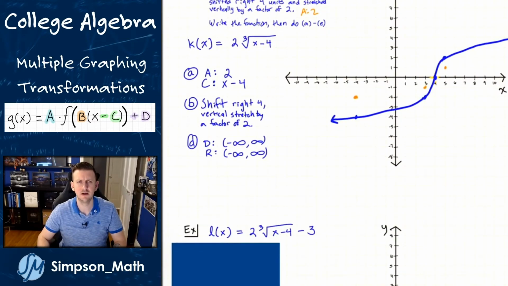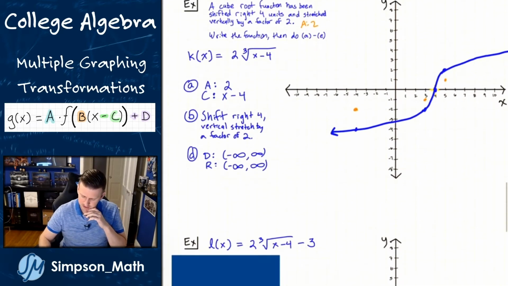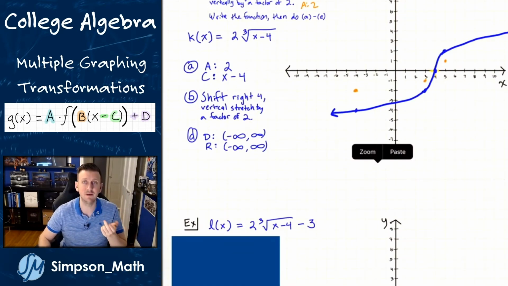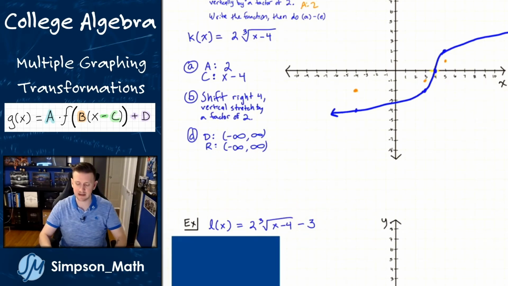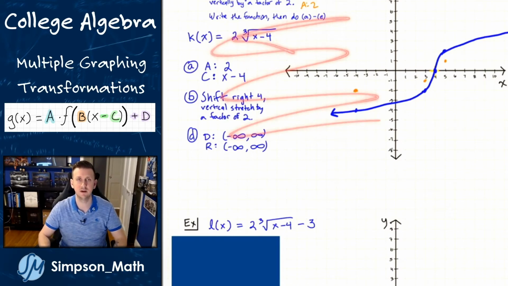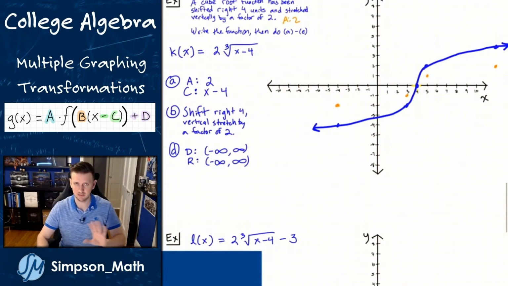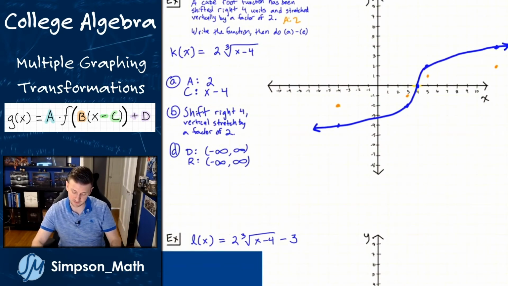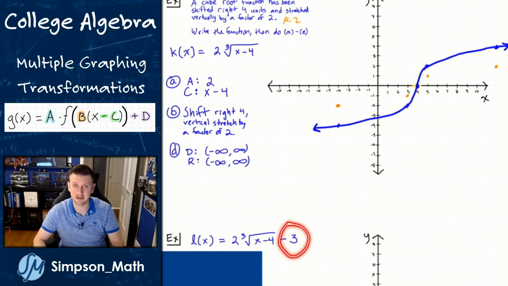L of x is 2 cube root of x minus 4 minus 3. Mr. Leach, isn't this just the same thing we just did? Yes, but almost. So what have I added? So I've added this negative 3. So I'm going to pretend almost as if we haven't done this one. But really, all that we're going to change is this cube root function, but then apply this negative 3. Well, what's that negative 3? What letter is that?